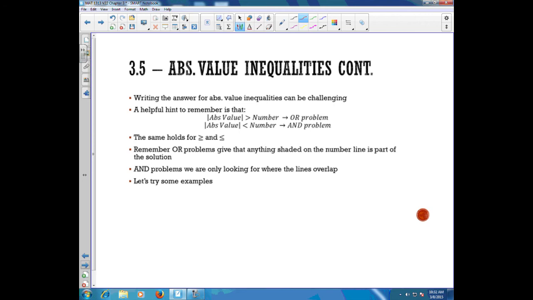If you have an absolute value less than a number, or less than or equal to a number, you're going to treat that like an and problem. And in that case, you're looking for where do the lines overlap. If you can't remember how to deal with and or problems, refer back to section 1.6. So let's try some examples of these.